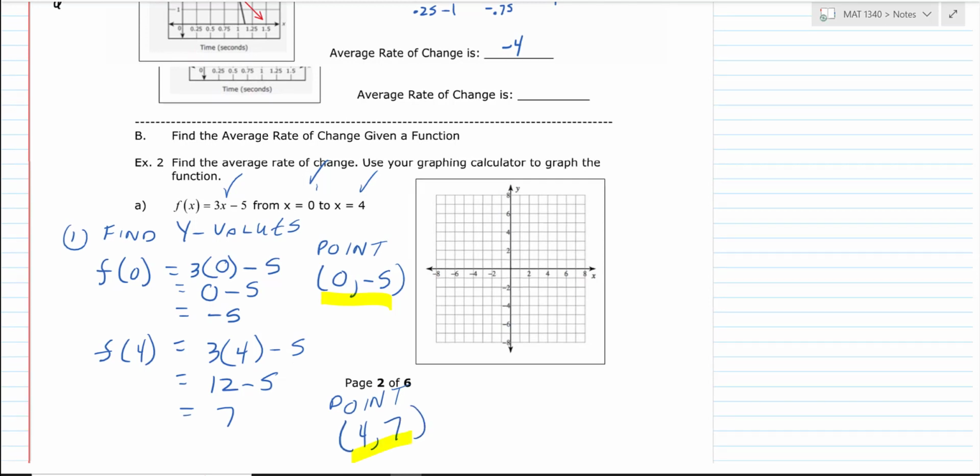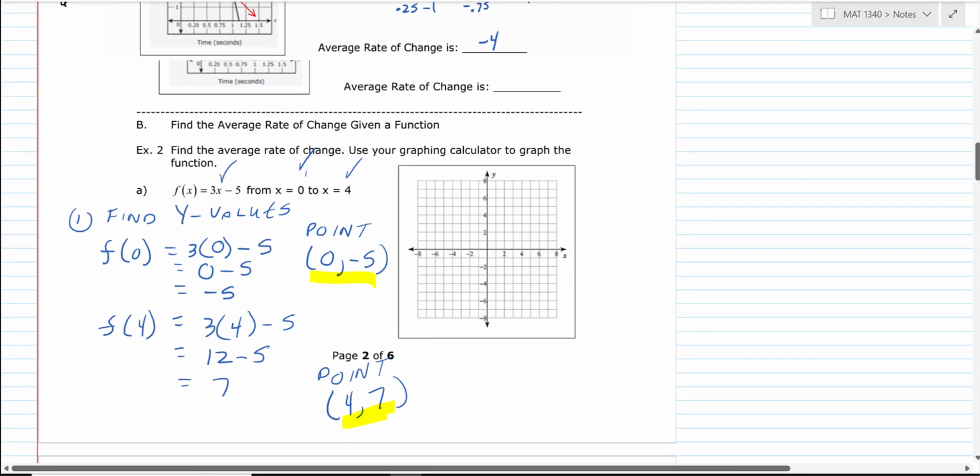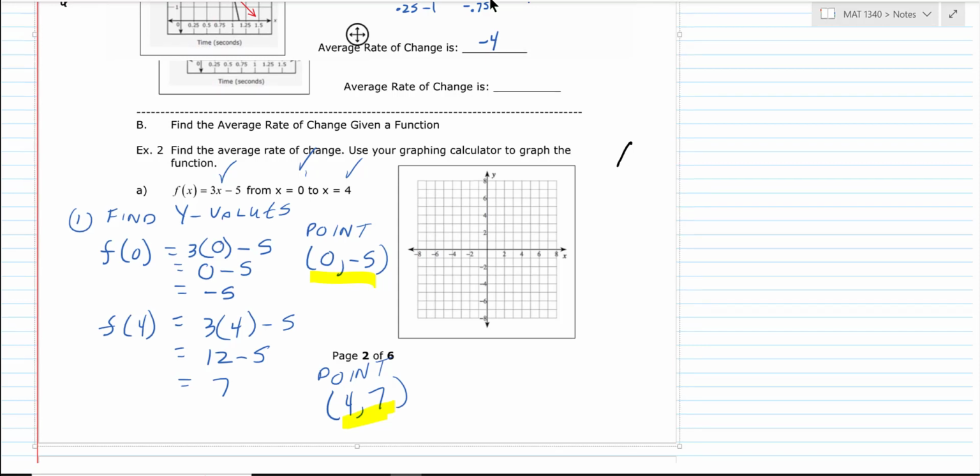Okay, so what you got to do is get 2 points. And when you did the last problems that I had you do, that's what you did. You got 2 points, then you did your slope formula. Okay, is everybody okay with how I get these 2 points? Okay, now we're going to find the average rate of change.